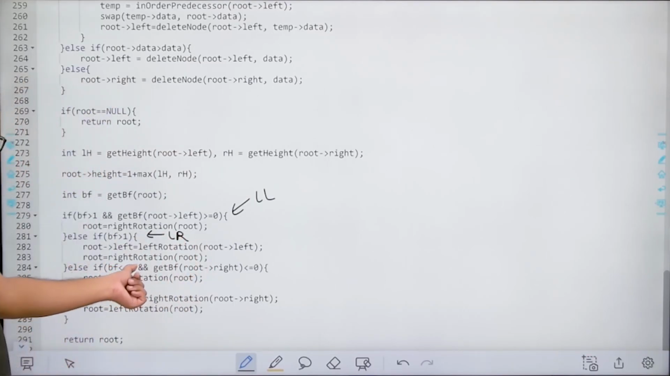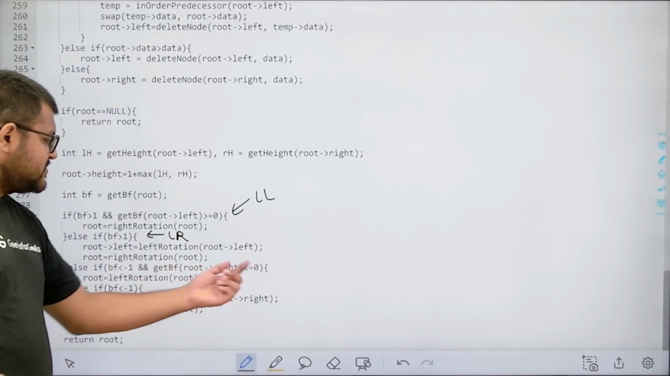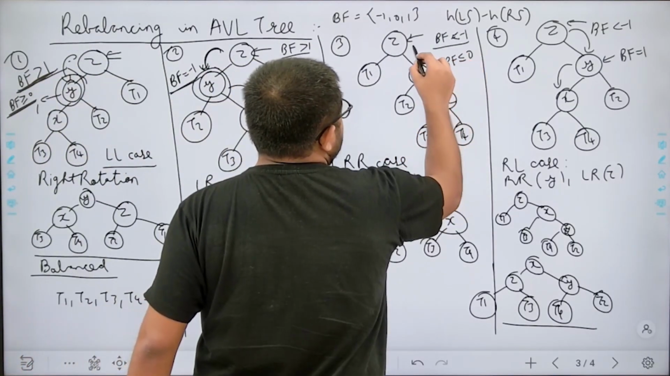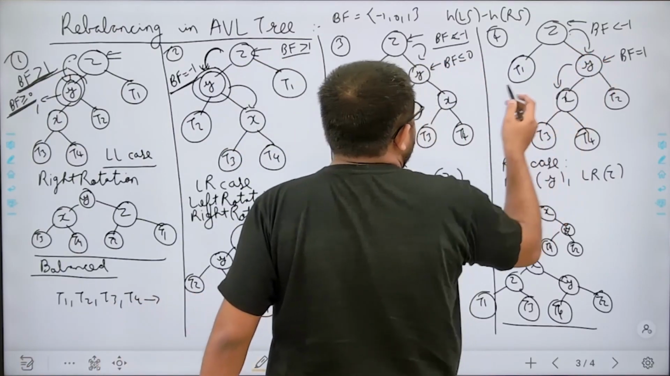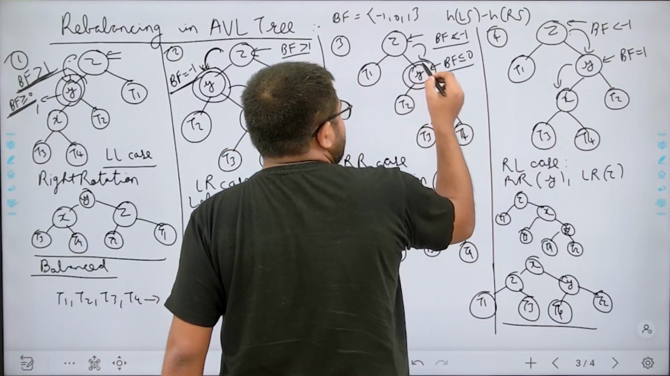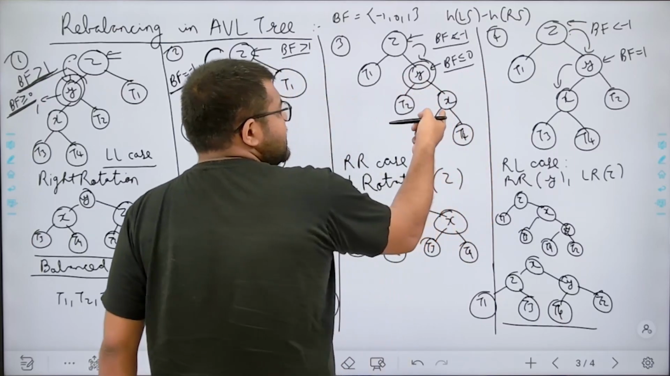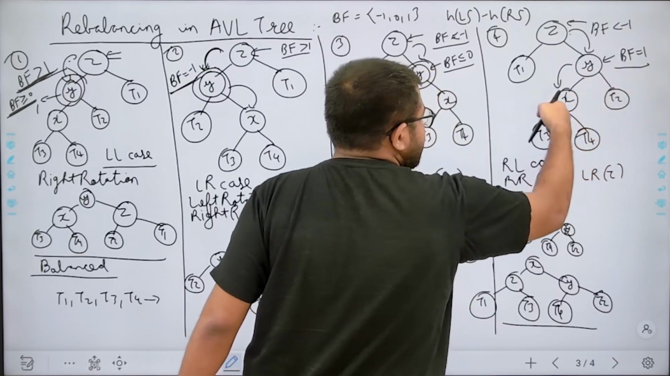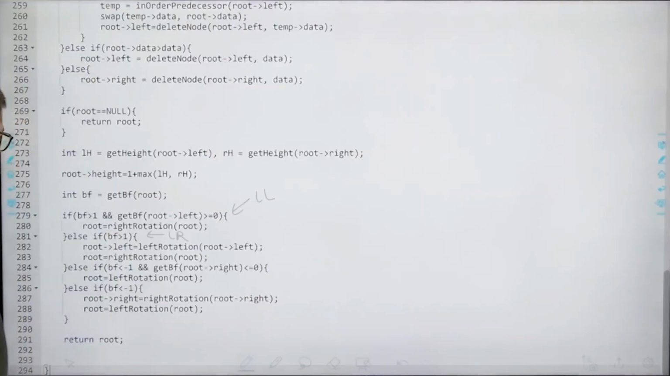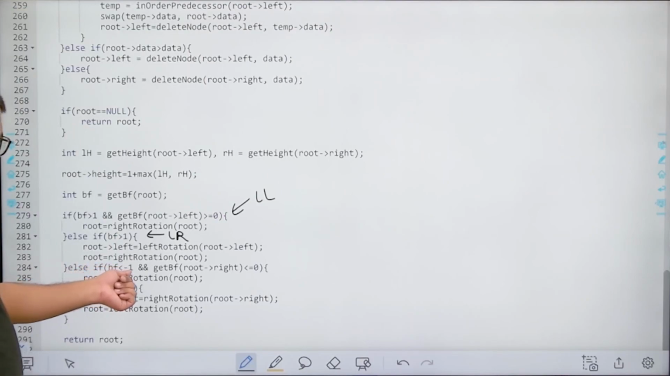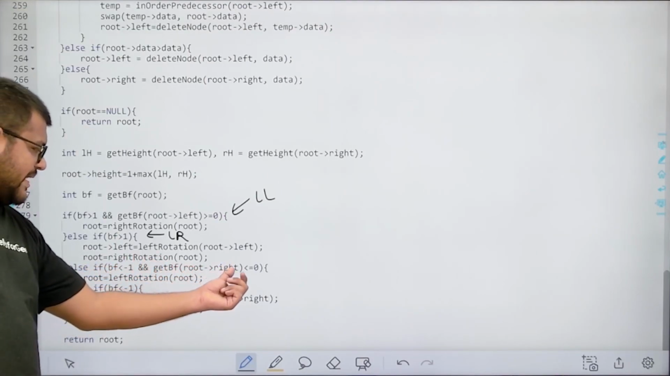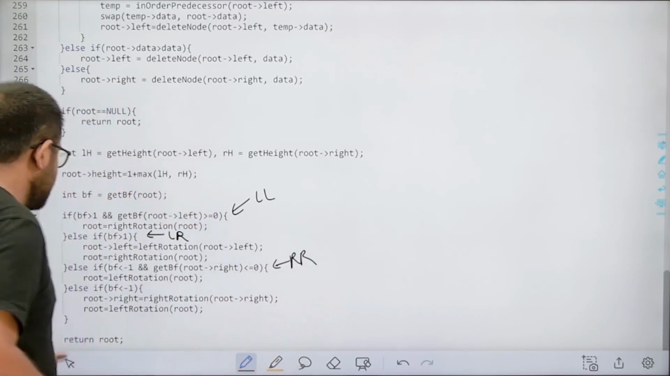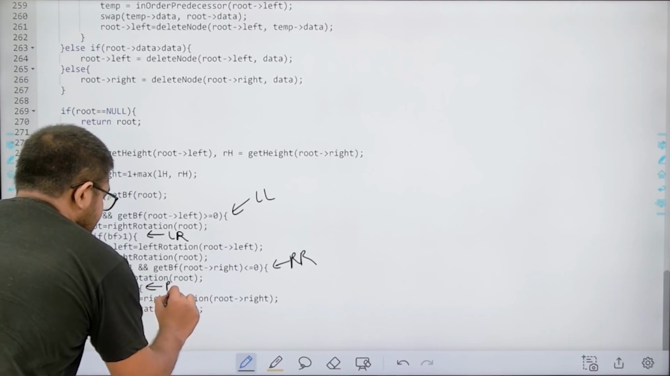If balancing factor is less than -1 and get balancing factor of root right is less than or equal to 0. If balancing factor is less than -1, so y would be on the right hand side, and if balancing factor of root right, that is y, is less than or equal to 0, then it is the right case. Otherwise, if this balancing factor of y is 1, then it is the right left case. Okay, so if balancing factor is less than -1 and balancing factor of root right is less than or equal to 0, this would be the right case, and otherwise it would be the right left case.